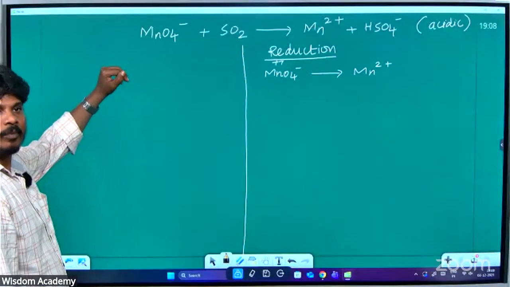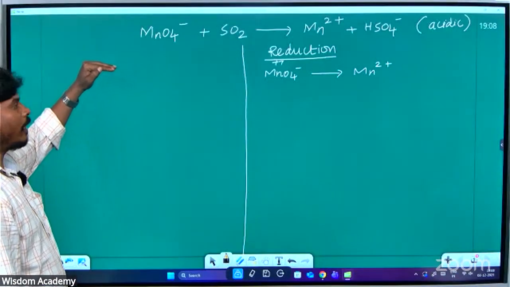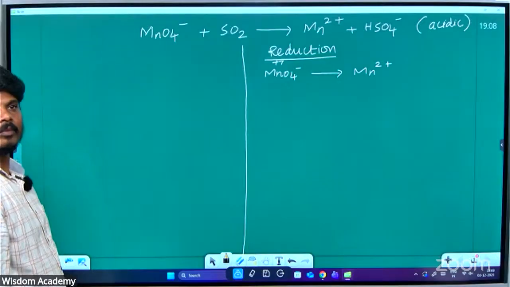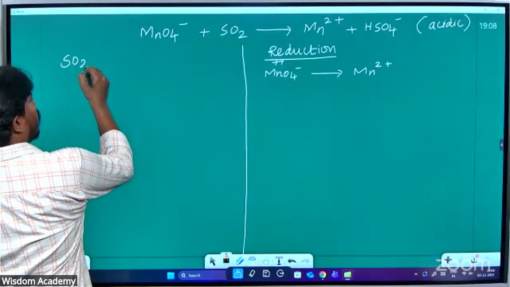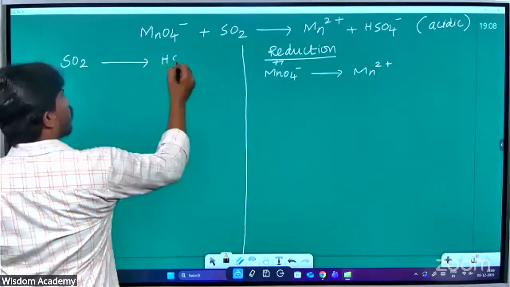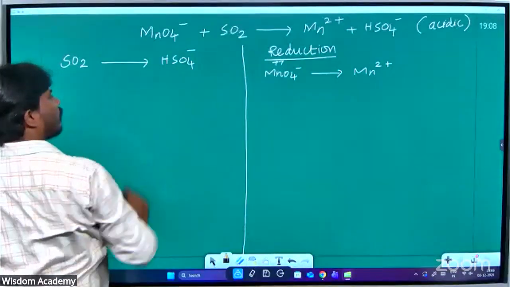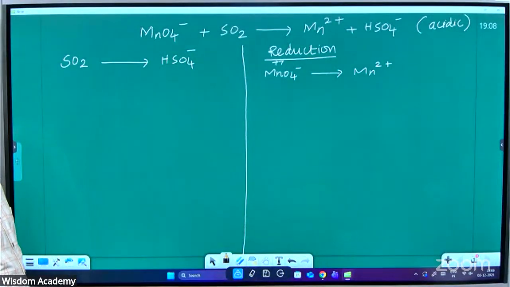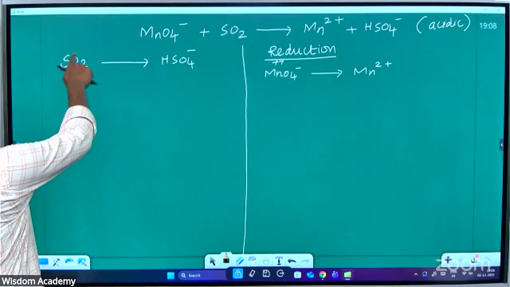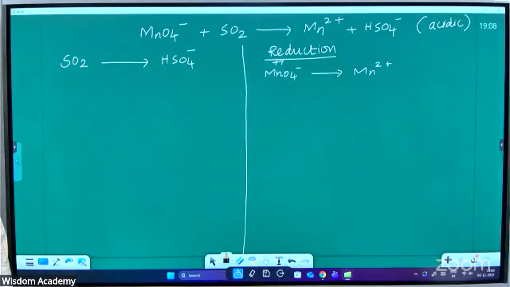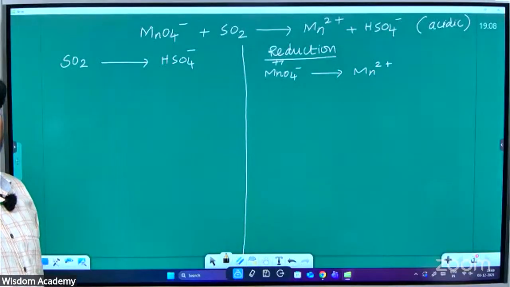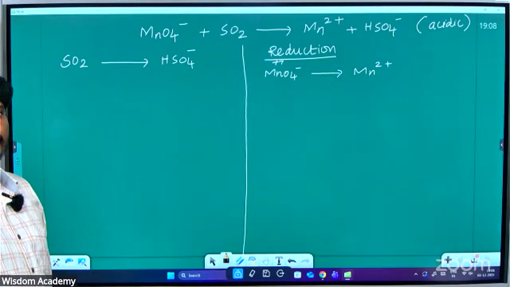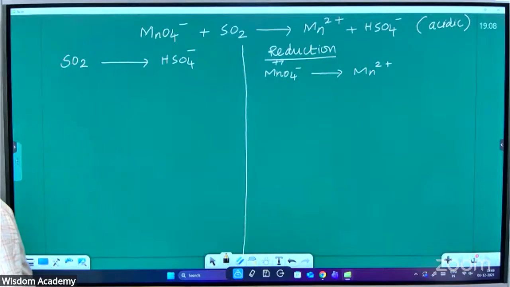Arshad, what is the oxidation half reaction? Sir, oxidation: SO2 to HSO4 minus. SO2 gives HSO4 minus. What is the oxidation state of sulfur in SO2? Plus 4, sir. And sulfur in HSO4 minus? Plus 6.